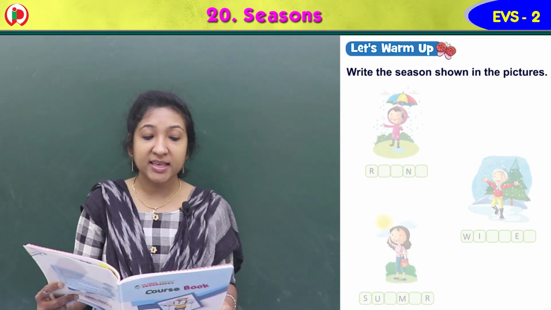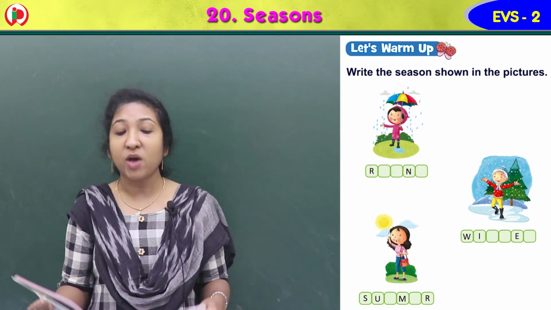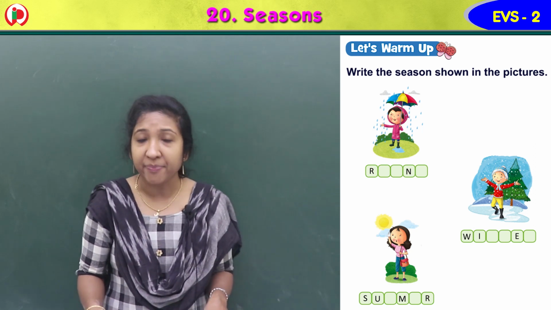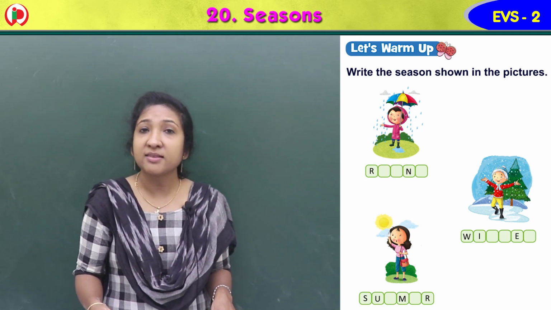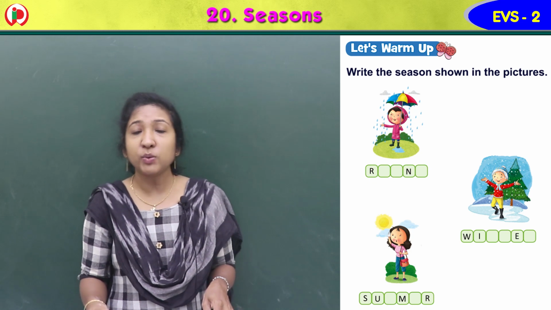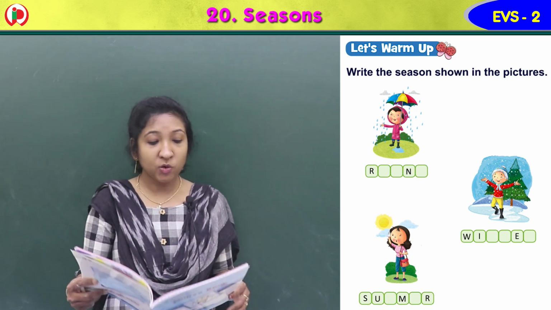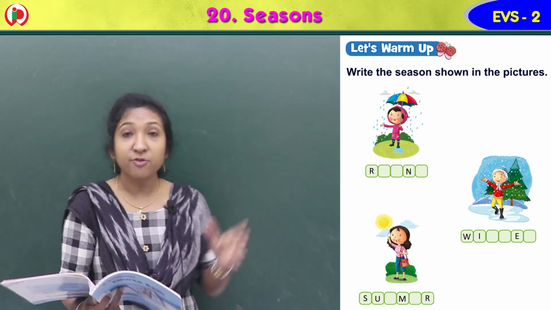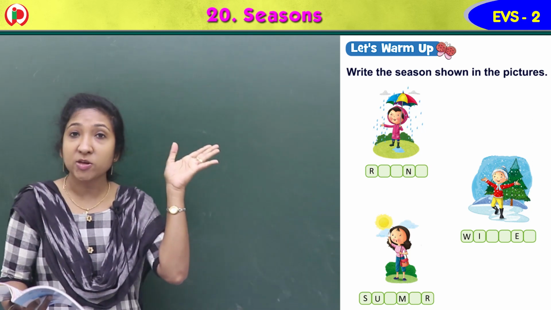Okay, write the season shown in the pictures. Now you have to write the season. Now you know which are the seasons in India. Yes, which are the seasons in India? Summer, winter and rainy. Yes. So here they have shown some images. First image is of, yes, can you identify this image?